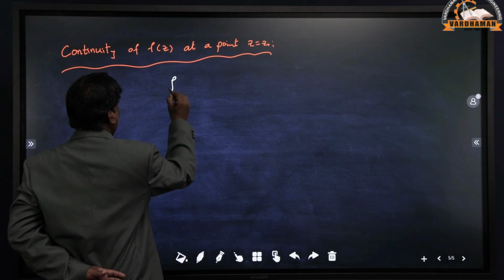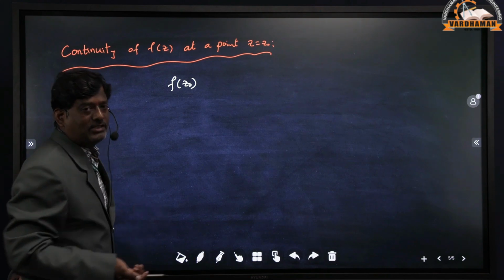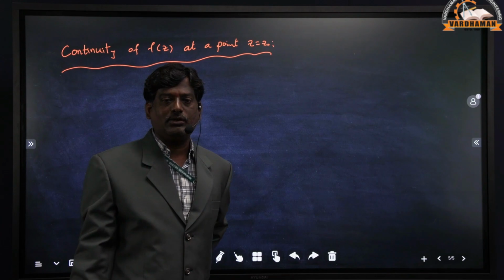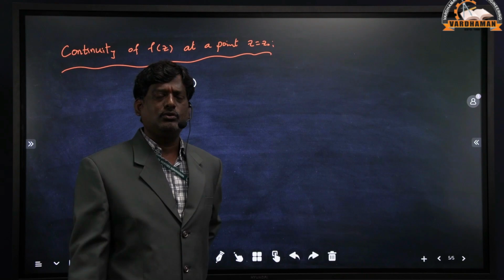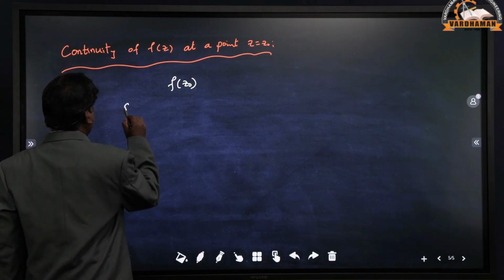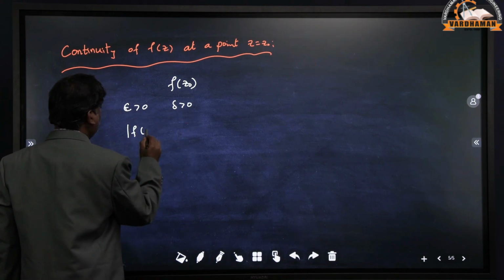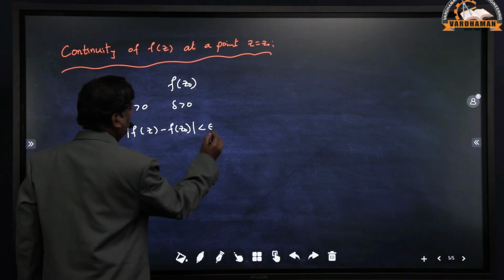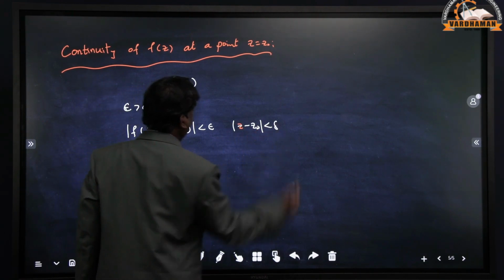The function value at that point, f of z naught, exists. If it is equal to the limit value, you can say the function is continuous. If it is not equal, you can say it is discontinuous. Now how can you define the definition here? For every small epsilon greater than 0, there exists a delta greater than 0 such that modulus of f of z minus f of z naught is less than epsilon whenever modulus of z minus z naught is less than delta.